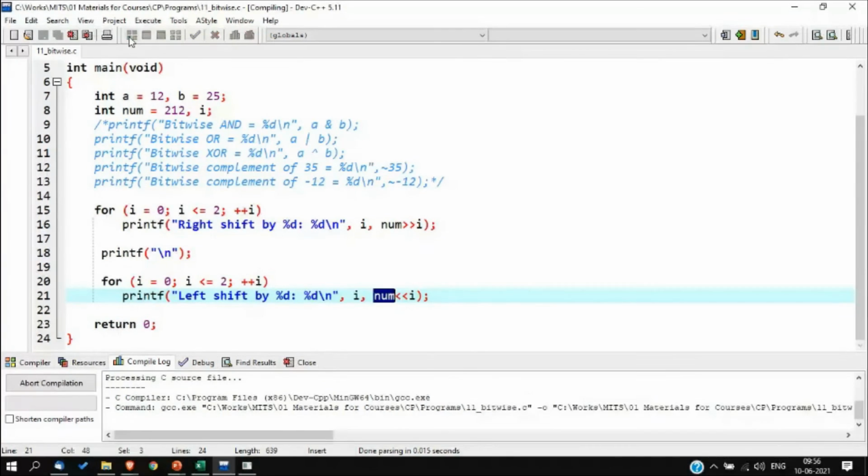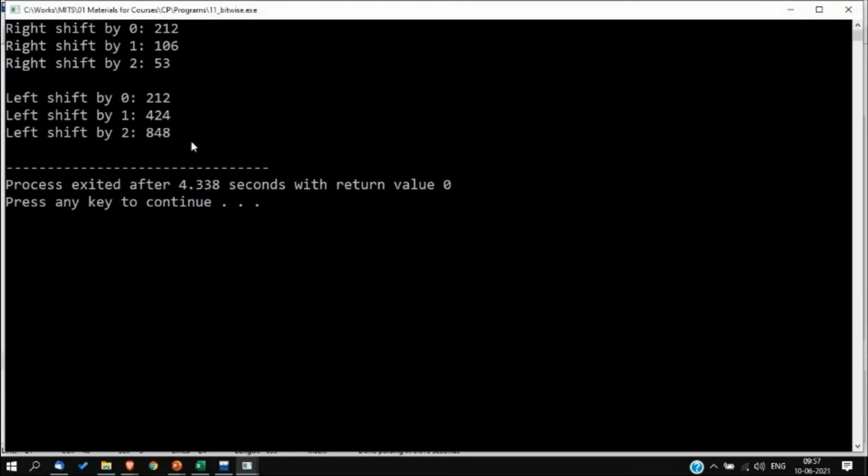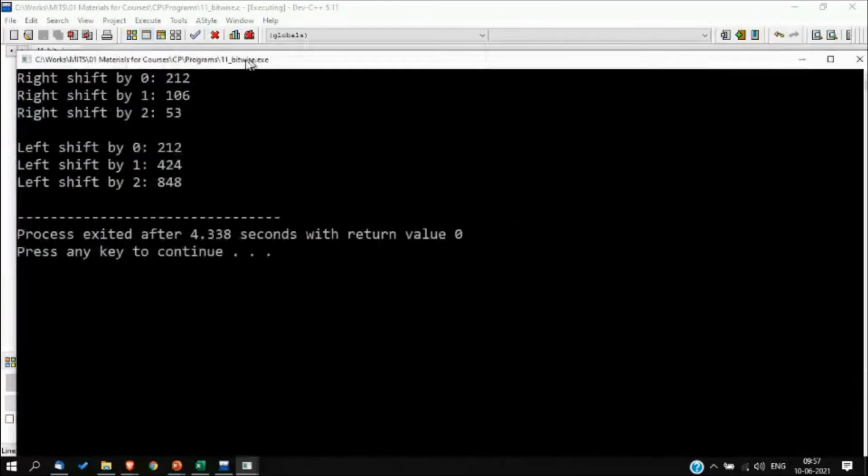So let us run the program. See, when 212 is right shifted by 0, it is 212 itself. When right shifted by 1, it is 106. When right shifted by 2, it is 53. When left shifted by 0, it is 212 itself. Then left shift by 1, it is 424. When left shifted by 2, it is 848. So this is how it works.